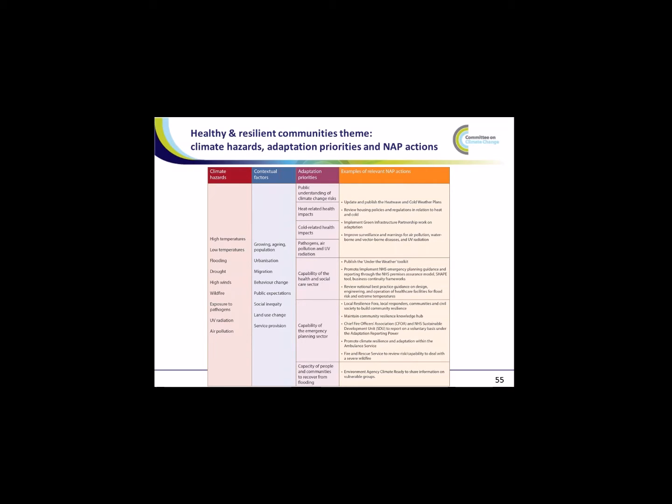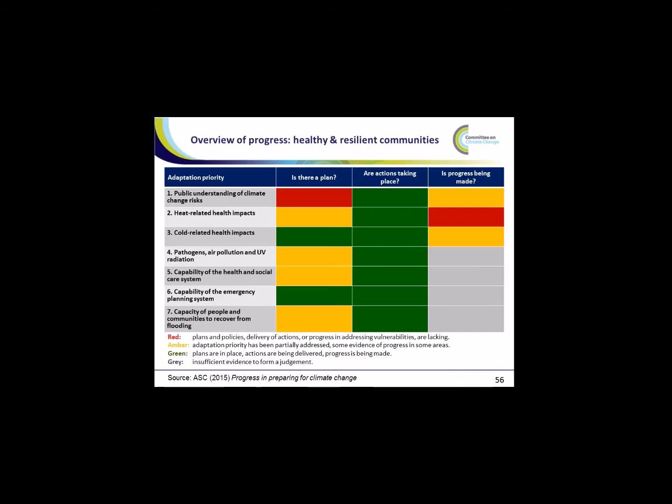So we looked at the capability of the health and social care sector, the emergency planning sector, and we looked specifically in this theme at the capacity of people to recover from flooding. So the built environment chapter and the infrastructure chapters have looked at preparing for flooding, but this chapter looks at what happens after a flood, after the initial emergency response, and what is happening to people in terms of being able to get back into their homes and recover mentally.